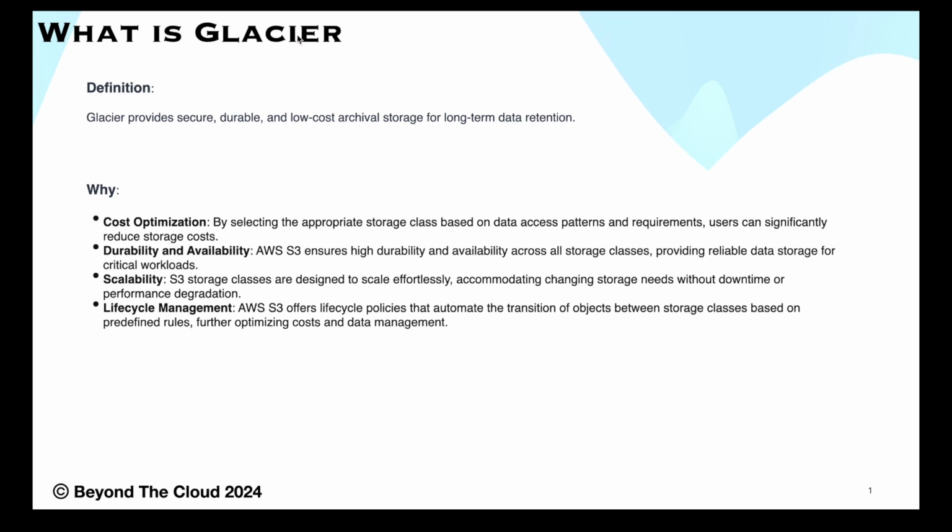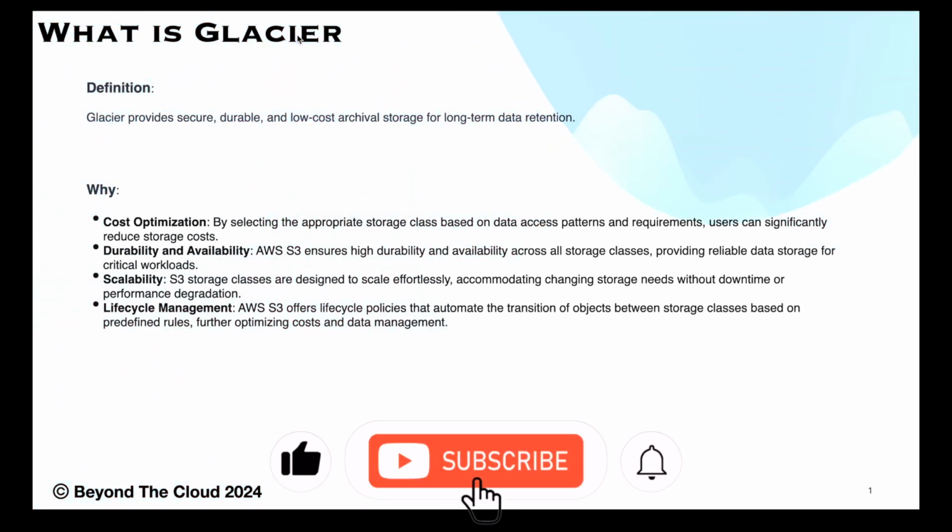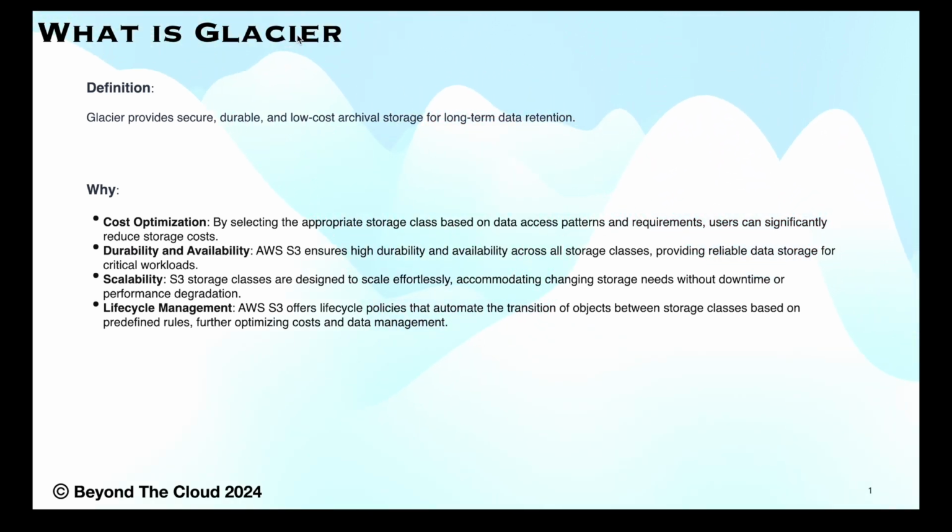Next is durability and availability. S3 ensures high durability and availability across all your storage classes, whether it is infrequent access, intelligent tiering, standard, Glacier, or whatever it is. And scalability: S3 storage classes are designed to scale effortlessly, accommodating changing storage needs without downtime. So you don't have downtime in your application, and you can access the data whenever you need. And also lifecycle management, which is really important. I have explained lifecycle management in detail in the other video. Please refer to that.